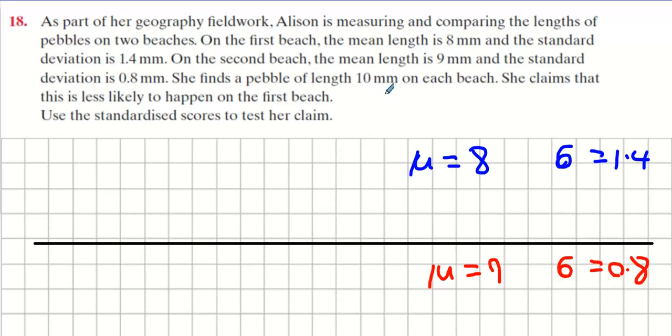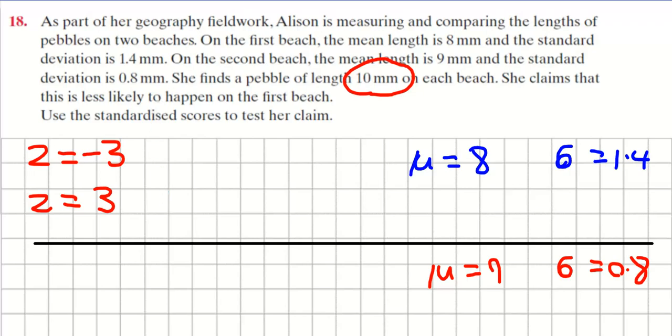Okay. She found a pebble that's 10 millimeters on each beach. She claims that this is less likely to happen on the first beach. Use standardized test scores to test her claim. The bigger your set score, the less likely it is to happen. Now, what I mean by that is a really small set score is really unlikely, and a really big set score is equally as unlikely. It's how far away from 0 you are. Does everyone understand that? Set score that's further away from 0 is less likely to happen. So the closer you are to 0, the more likely you are to happen.